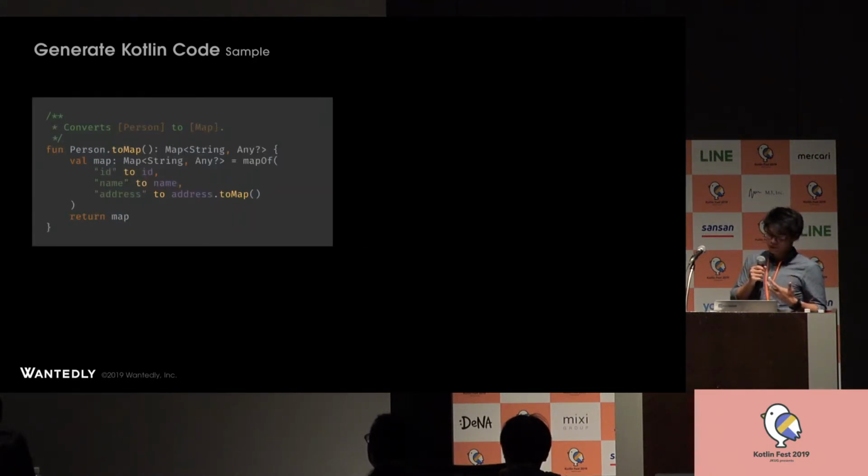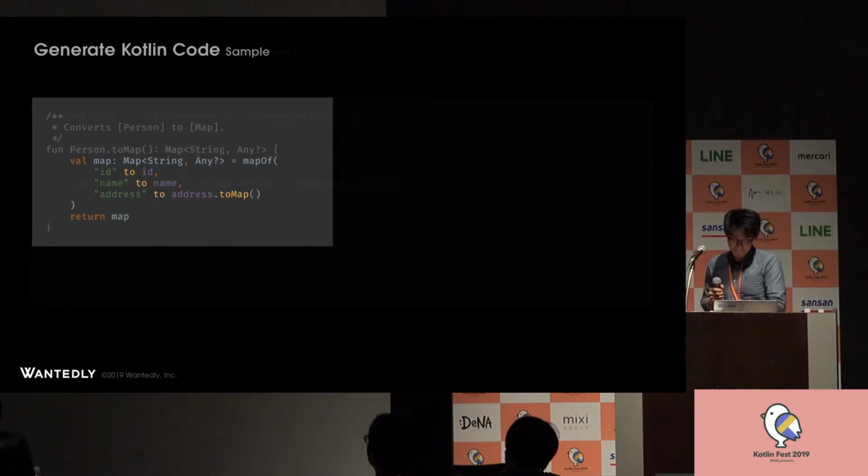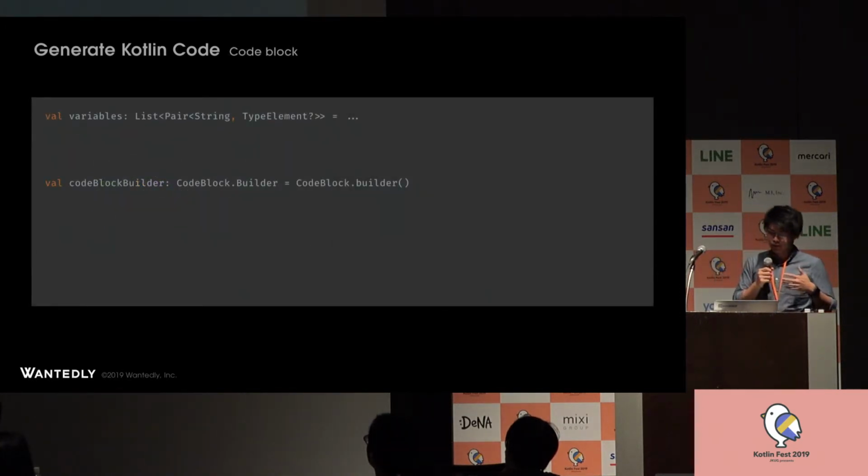The innermost body of this extension function is the code that generates a map using a mapOf function from a list of variables. So we are going to create this block first. To do that, we will use the CodeBlock class from KotlinPoet. This is going to be a bit complicated, so please bear with me.